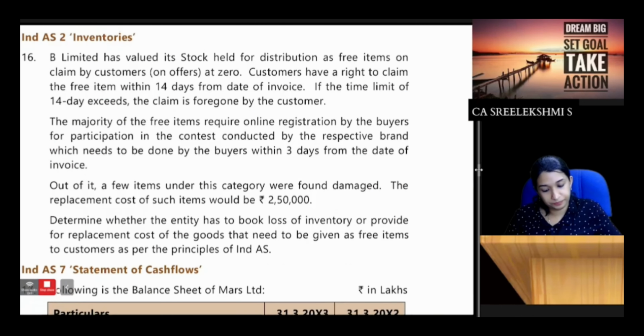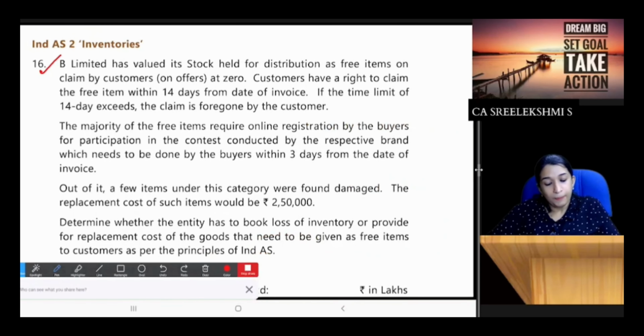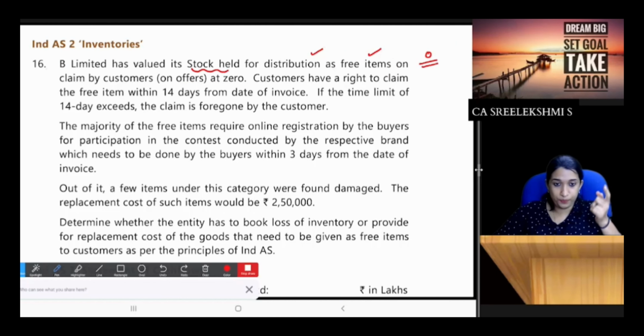Question 16, Ind AS 2, inventories. B Limited has valued its stock held for distribution as free samples, free items, at zero price. Cost will be there, say for example 100. Net realizable value is 0. If there is stock held for distribution as free items, it should be recognized at NRV 0.